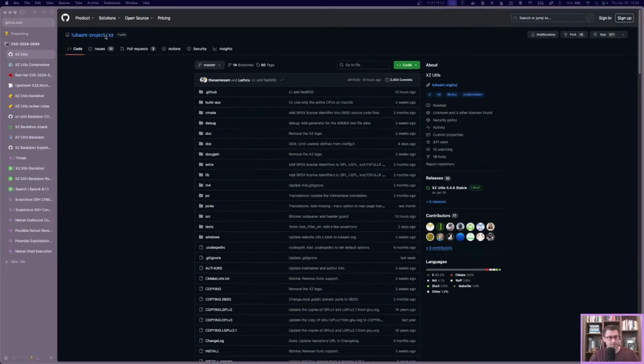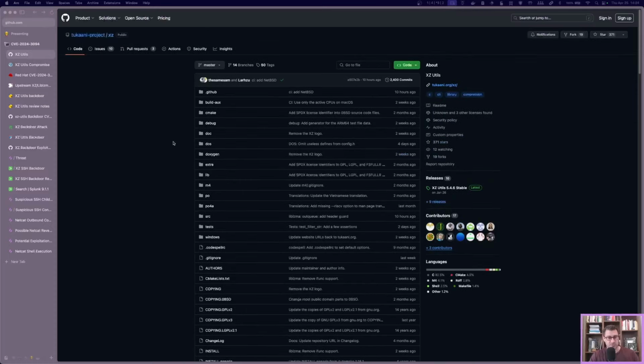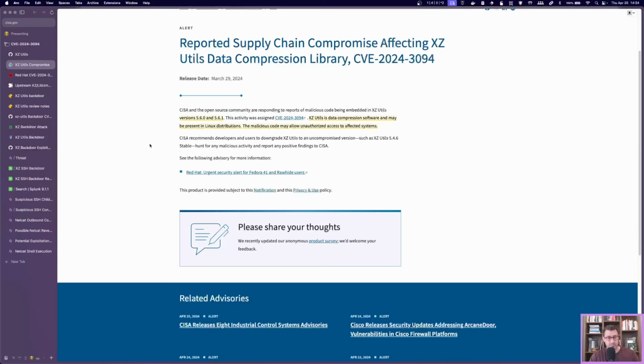All right, so XZ is a data compression library and some command line tools. It's been around for a while. It is utilized in a lot of Linux distributions. But luckily, this backdoor was discovered before the XZ versions got into stable versions of the Linux distros. So for most of the distros that were affected, you had to be on the bleeding edge version to actually see this in your environment.